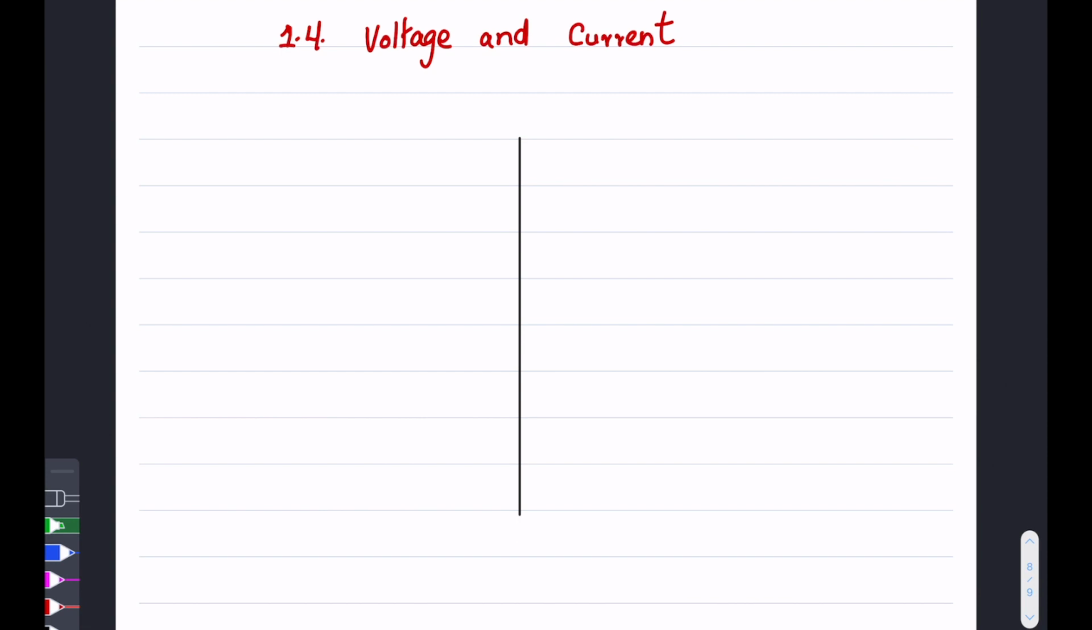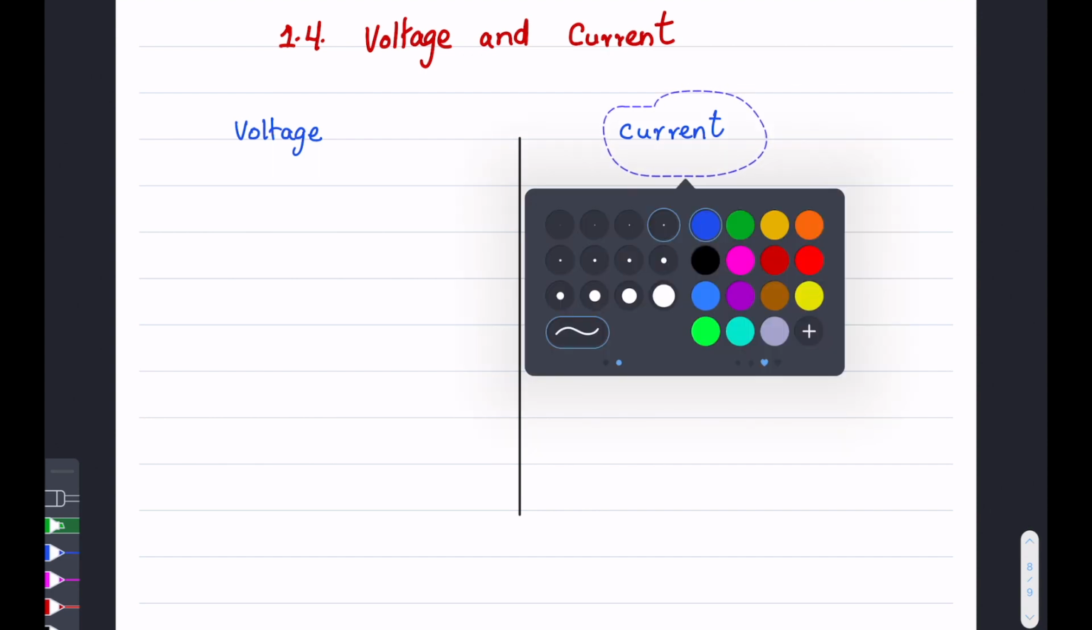In this section, we are going to look at two critical electrical phenomena, the voltage and current, and they are of utmost significance to us in this course and in electrical engineering in general. Voltage and current. These are the two phenomena that we are going to look at.